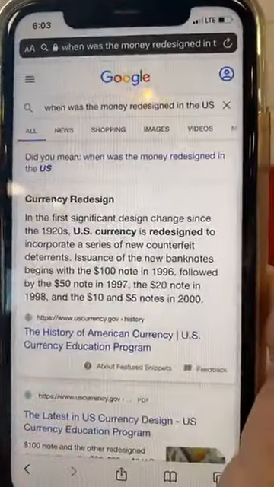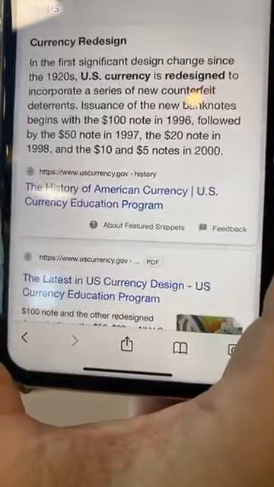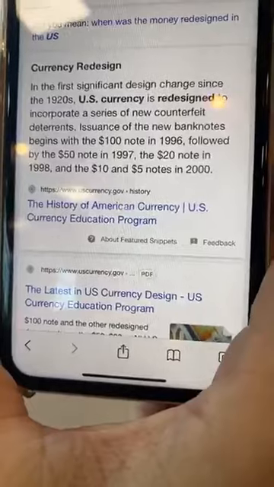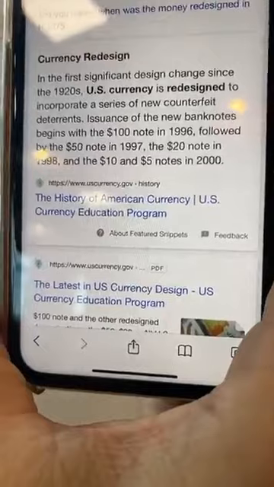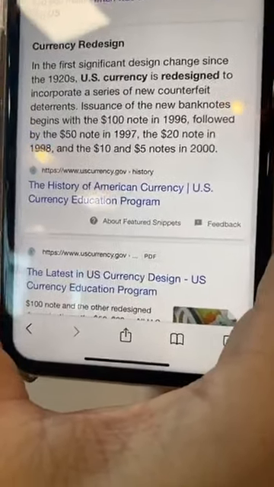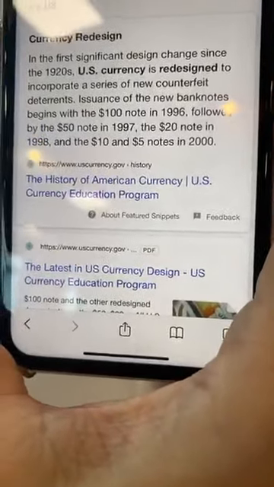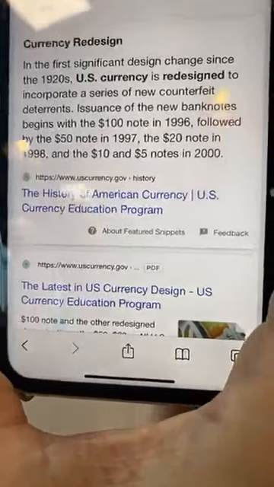I'm going to turn the camera around now so you can see it yourself. I have another phone in my hand. Read this. I typed in Google, when was the money redesigned in the U.S.? Here's the answer. In the first significant design change since the 1920s, U.S. currency is redesigned to incorporate a series of new counterfeit deterrents. Issuance of the new banknotes begins with the $100 note in 1996. Interesting. Followed by the $50 note in 1997, the $20 note in 1998, and the $10 and the $5 notes in the year 2000.